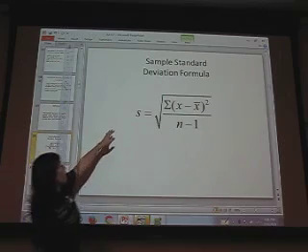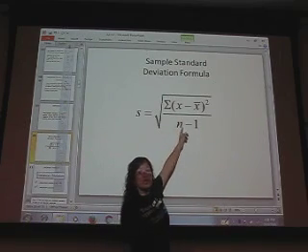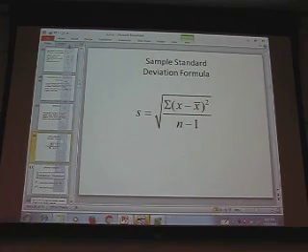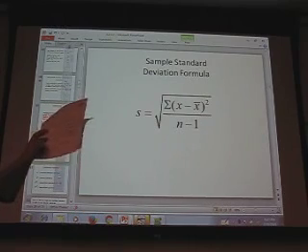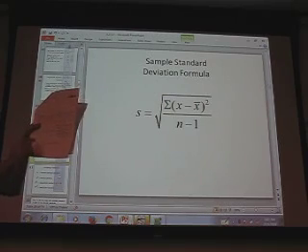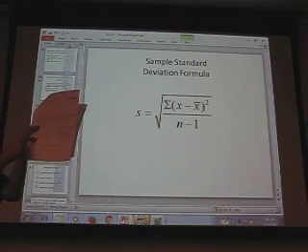Right, so this is our sample. It's divided by n minus 1. If you look at your notes, on, I think, page 3, maybe? You have your population variance and standard deviation above, and below that you have the sample variance and standard deviation. The only difference between these really is that this one's divided by n minus 1, and this one's just divided by n.